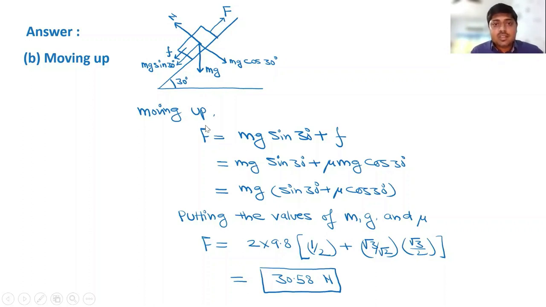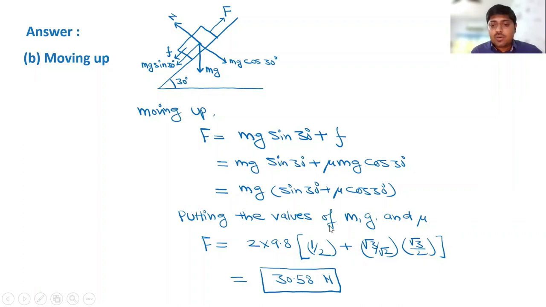So in this case, the applied force F will be equal to mg sin 30 degrees, which is the component of this force along this plane in the downward direction, plus the frictional force f. And we know the value of the frictional force, that is equal to mu mg cos 30. We know it from the previous part A of the problem. And we can write this in this form, mg (sin 30 degrees plus mu cos 30 degrees).